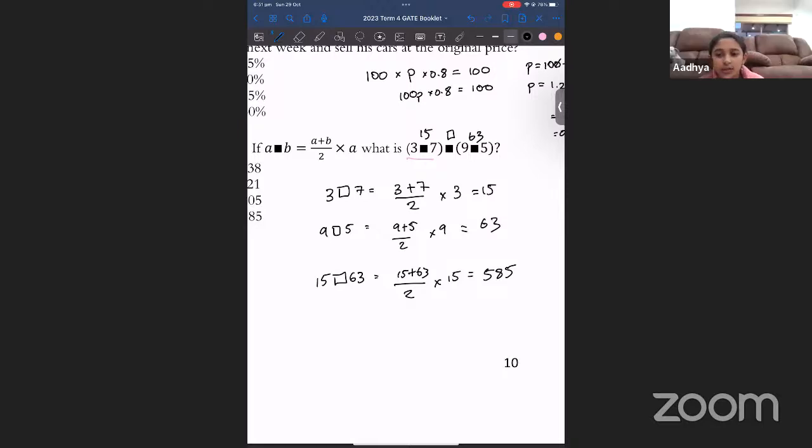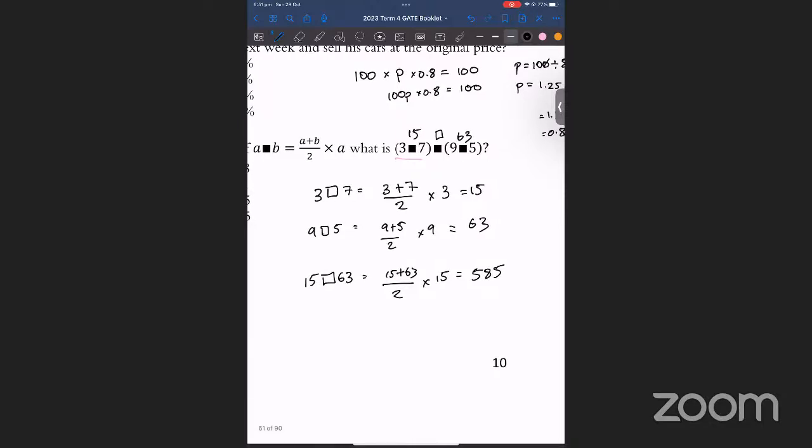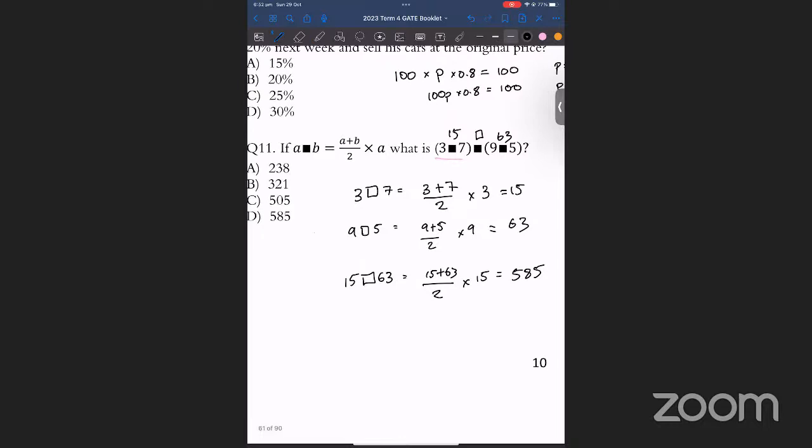So does the box just basically mean an addition sign? No, it doesn't mean an addition sign. Because if it was addition, 3 plus 7 is 10. What I'm saying is in this question, you just need to turn your brain off. All it's saying is that whenever you see a box, you just do this: left plus right divided by 2 multiplied by left. Do you understand? Yes.